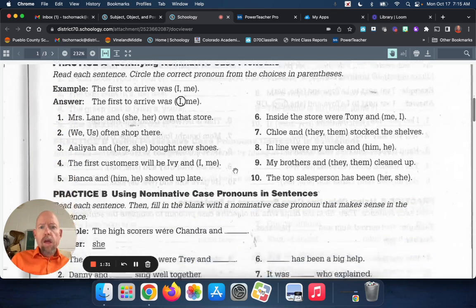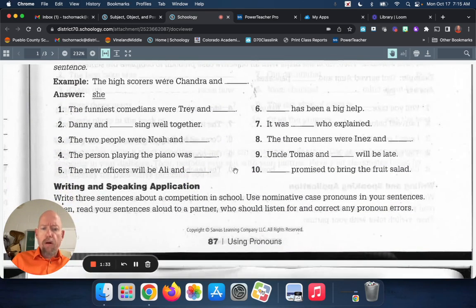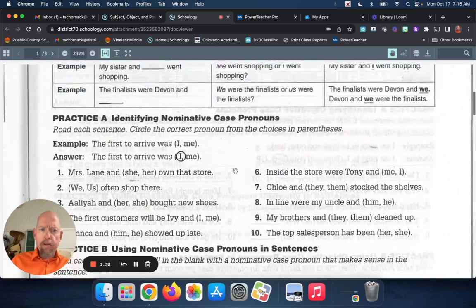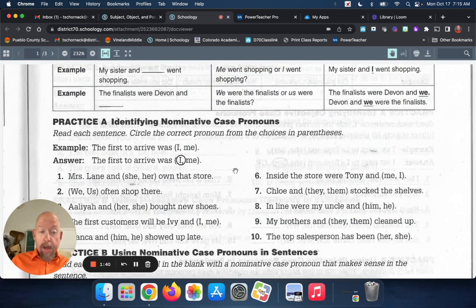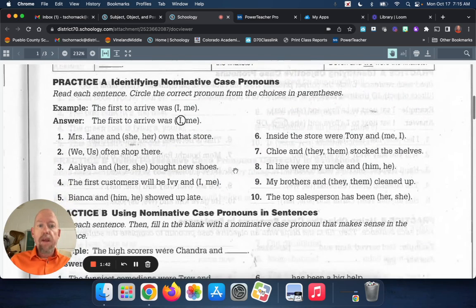So again, we're going to do part A and part B for each one of these. For this one, I want you to call it subject pronouns, and then we're going to do practice A and practice B. So let's look at reading practice A and practice B. And when you do that, you say, Mrs. Lane and she, or Mrs. Lane and her own the store.